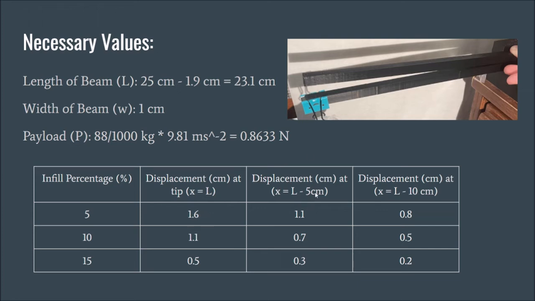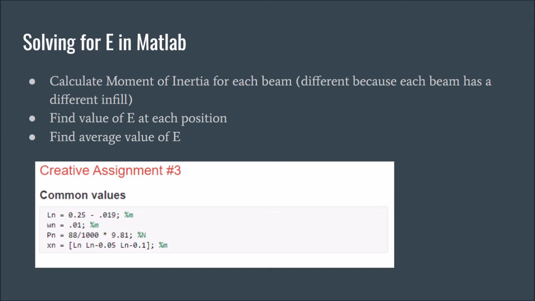And then at 5 centimeters from the end of the bar, it was 1.1 centimeters, and then at 10 centimeters, it was 0.8. And then as you can see, as you increase the infill percentage, the displacement decreases. So in terms of solving for E in MATLAB, I first have to calculate the moment of inertia for each beam, and it's different because each beam has a different infill, and I'll get into why later.